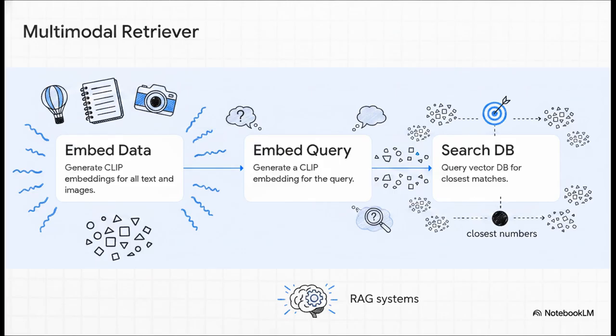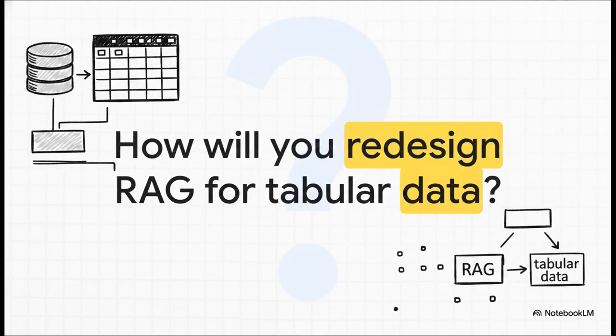In step 3, the database just looks for the closest numbers. It's wild to think that the model understands that the word balloon and a literal picture of a balloon map to the exact same mathematical neighborhood, making this cross-format retrieval completely seamless. But as we look to the future, there is one massive challenge remaining: tabular data. Most enterprise knowledge isn't just unstructured text and images. It's vast SQL databases and complex Excel spreadsheets.